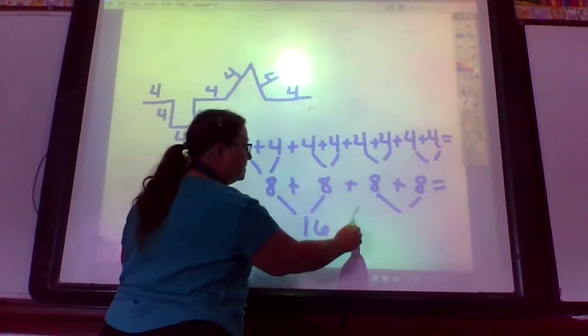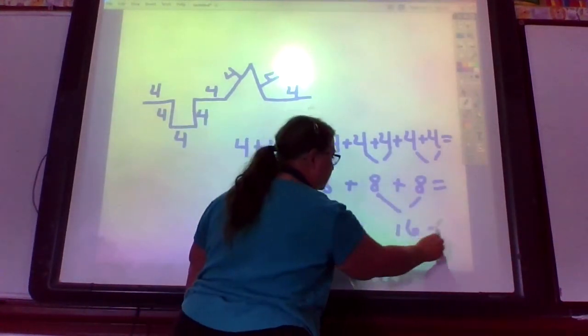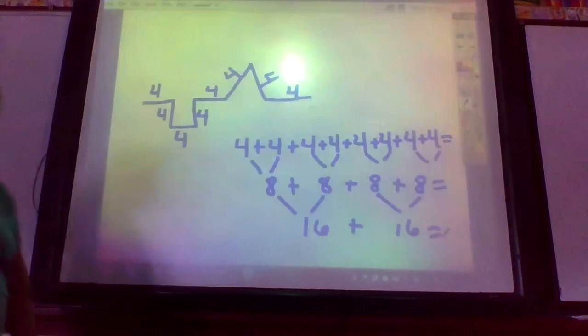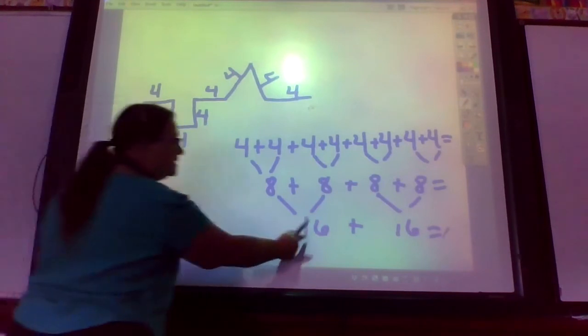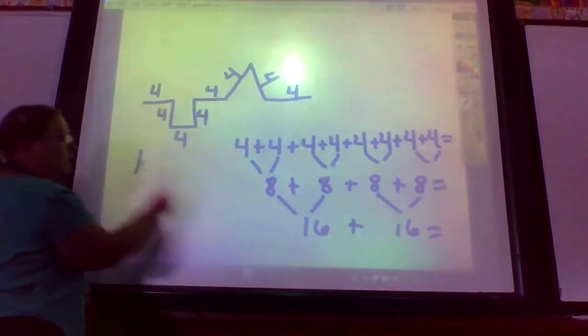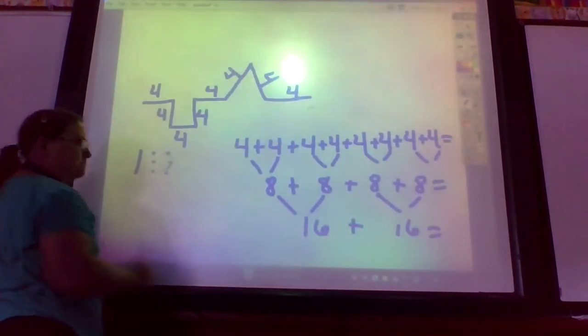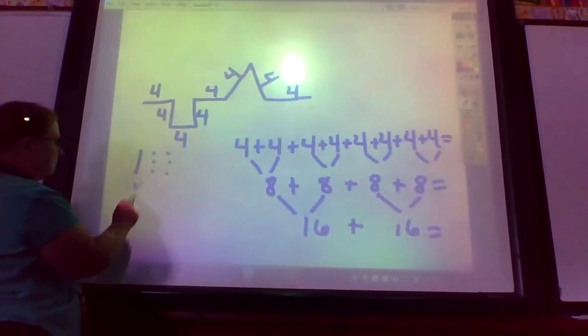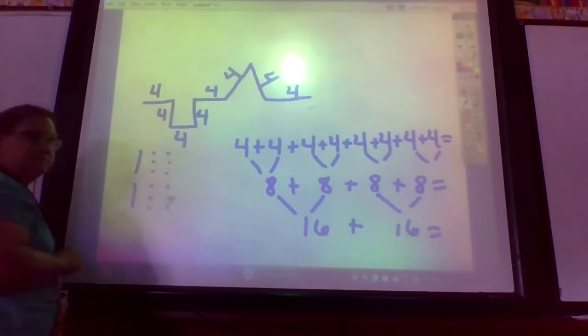8 plus 8 is 16. Plus 8 plus 8 is 16. Hey, now I have 16 plus 16. Okay, I can make quick draws for that. I have a 10, and then I have 6 wands. 1, 2, 3, 4, 5, 6. I have a 10, and I have 6 wands.